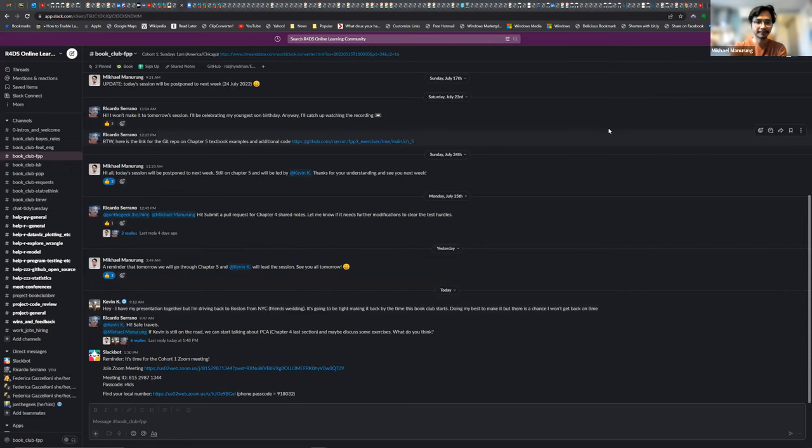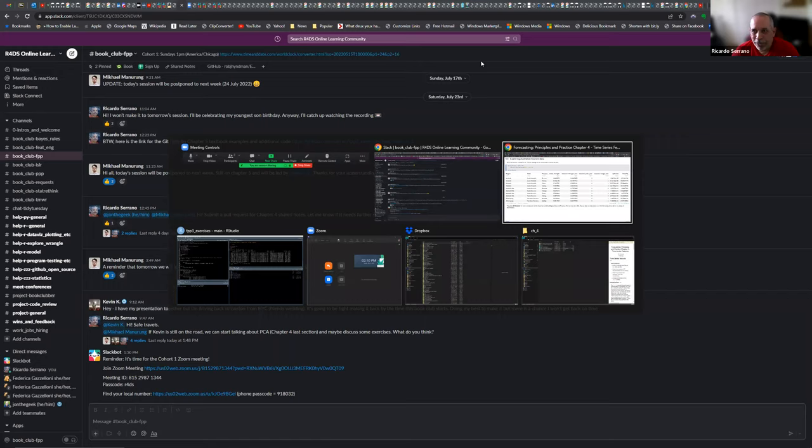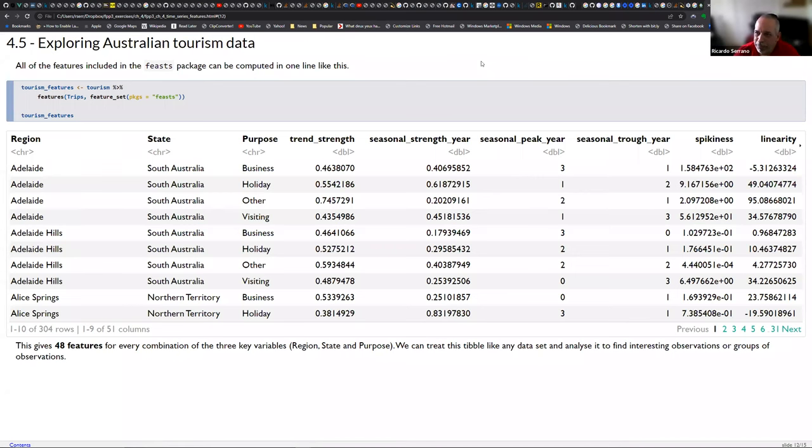Okay, so let's get this going. In chapter four, we really talk about the time series features that you can extract and process through different methods. We talk about decomposition, then the seasonal features, the trend features, and more than you can absorb, right? So this is the last section before the exercises on chapter four.